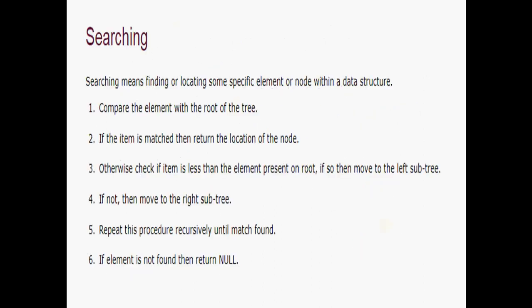Next operation on a binary search tree is searching. Searching means finding or locating some specific element or node within a given binary search tree. So this is the algorithm. Compare the element to be searched with the root element of the tree. If the item matches the root, then return that value. If it doesn't match, then check if the item is less than the root. If so, then move to the left subtree.